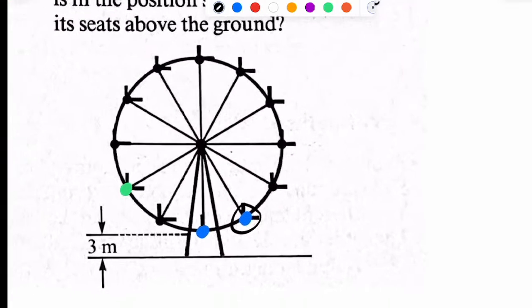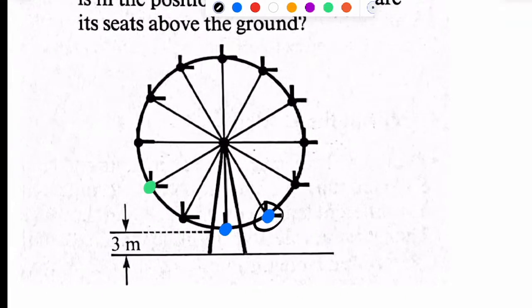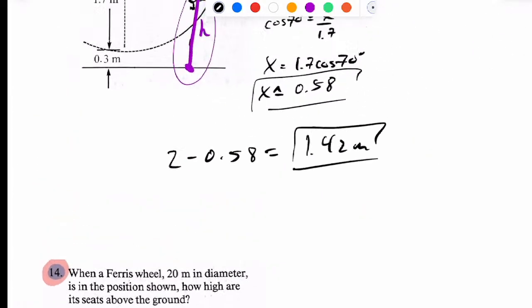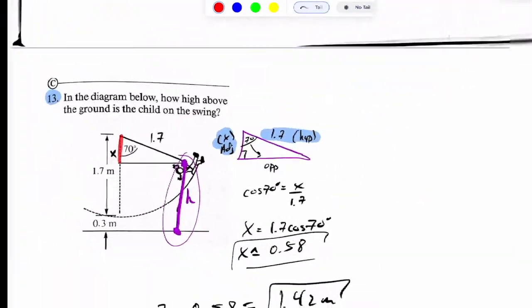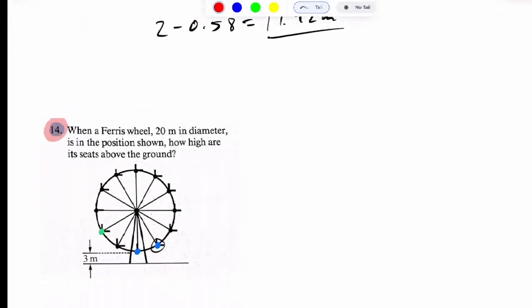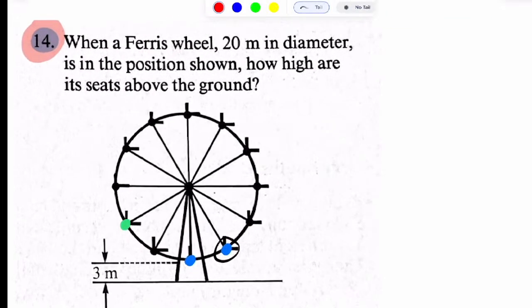If I'm looking at the distance of this to the ground, it's kind of like the Ferris wheel question where I had to find this and then subtract. It's kind of the same idea. With this one, if I can find the distance from here to here, let's label that with an X, then I know the distance from here to here is equal to what?